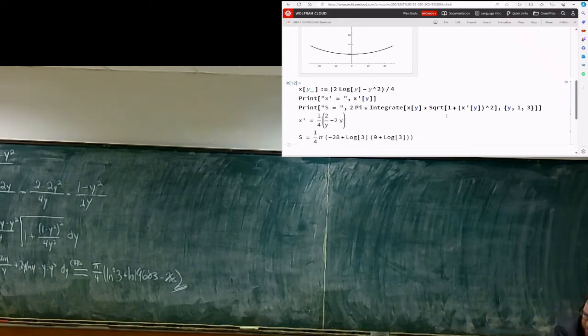Pi over 4 minus 28 minus 28. Log 3 times log 3 is log squared. 9 log of 3 is log of 3 to the 9th. And 3 to the 9th is 19,683. So much easier.